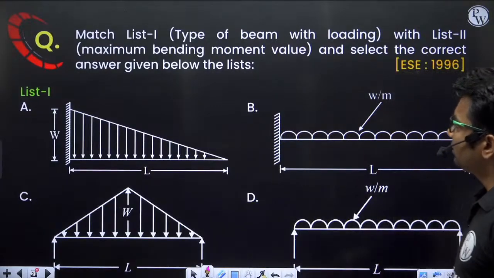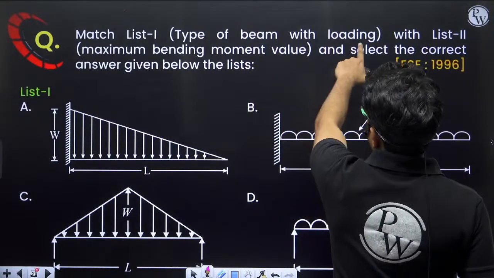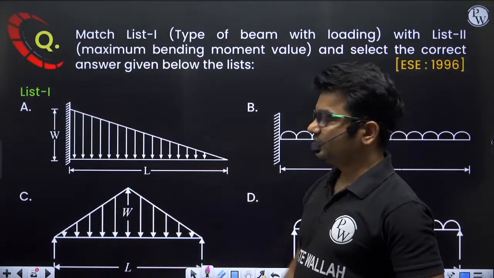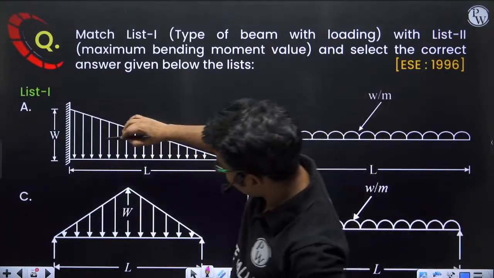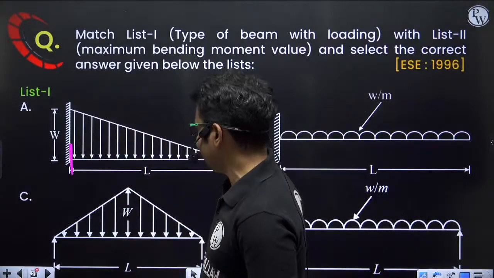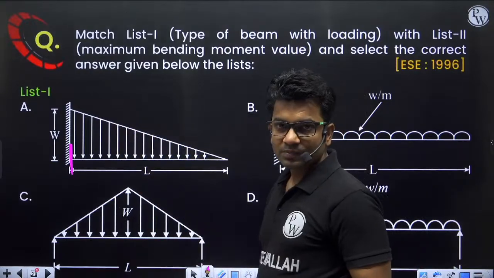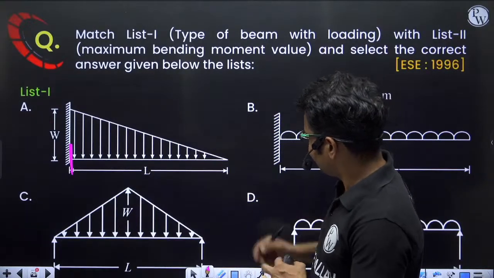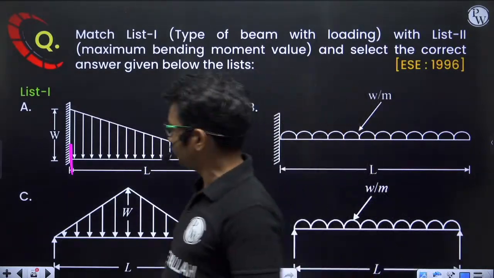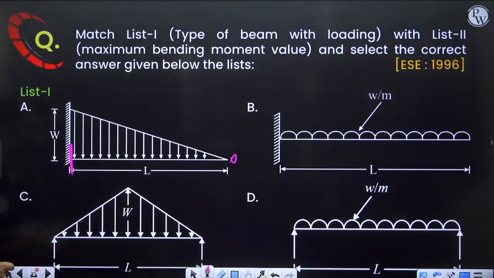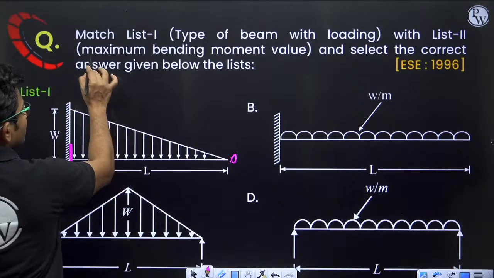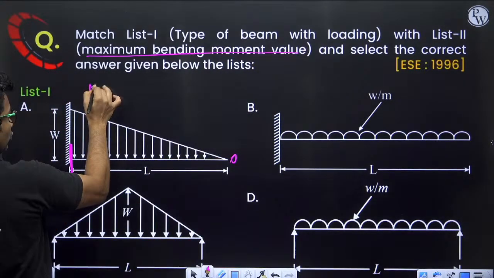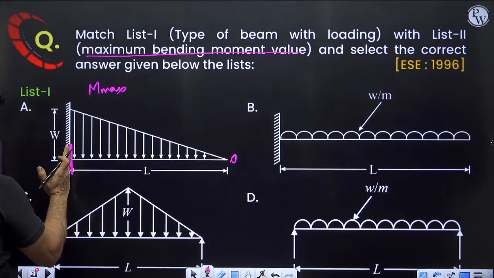In the next question, match list 1 type of beam with loading with maximum bending moment value. Okay, so here what will be the maximum bending moment value? Maximum bending moment value will be coming at this point. This is a cantilever beam with a uniformly varying load. Zero load is here, loading intensity is 0 here, and loading intensity is W here. So what will be the maximum bending moment value? Maximum bending moment value will be force into perpendicular distance. So M max will be at this location.